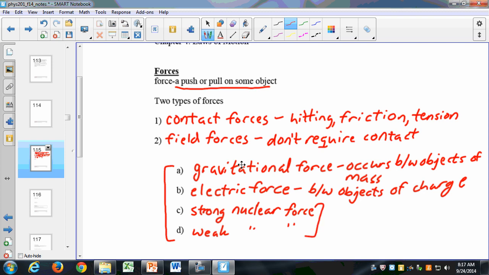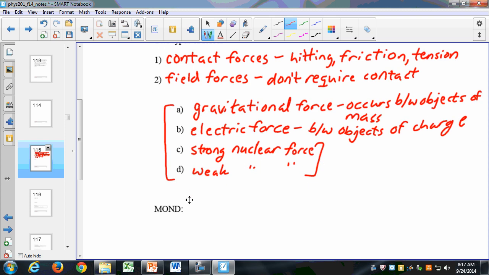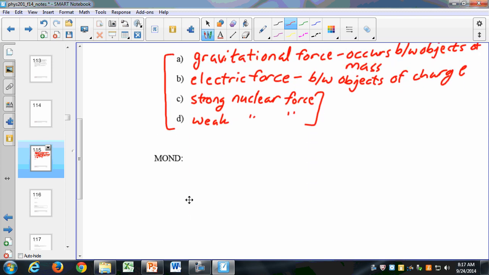All right. There has been in the past couple of decades a developing theory, this is just an aside, called modified Newtonian dynamics. Or to have a cool acronym, it's MOND, M-O-N-D, Modified Newtonian Dynamics.